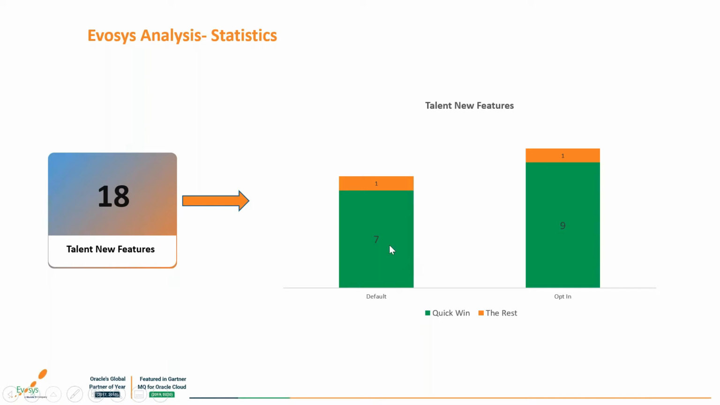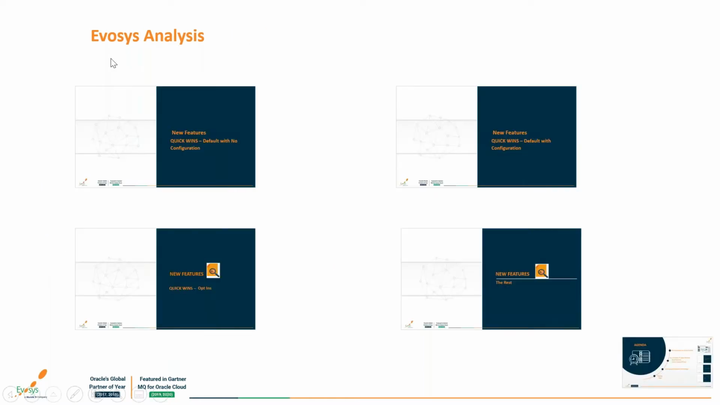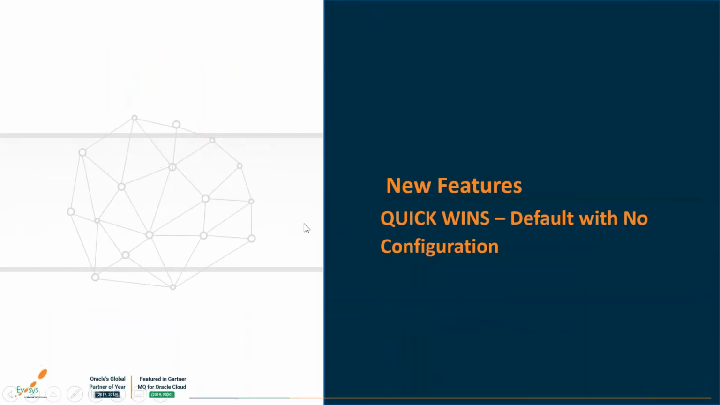So by default, you will get 7 features which will be considered as quick wins, and there will be 1 feature for which you maybe need to do some impact analysis. There are 9 features. There are in total 10 features that you need to opt in. So we are going to see all these features one by one. So let's discuss the features which are quick wins and which are default with no configuration.